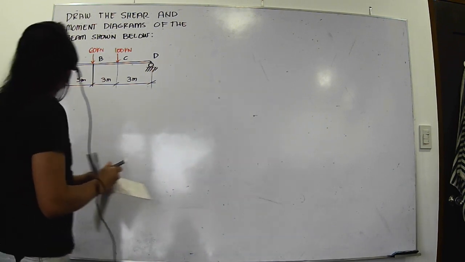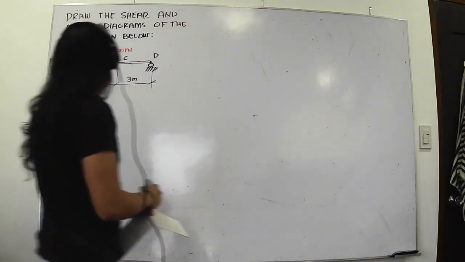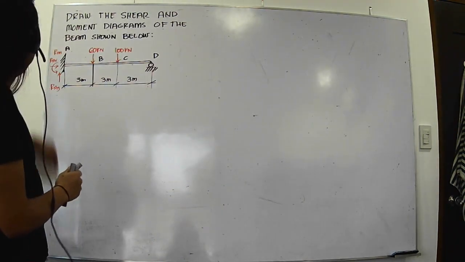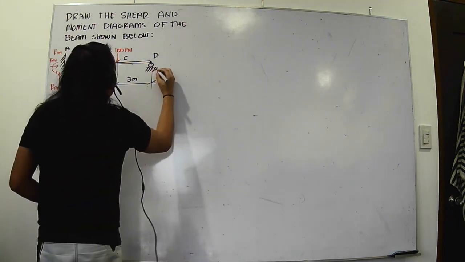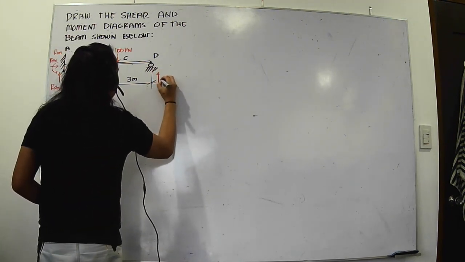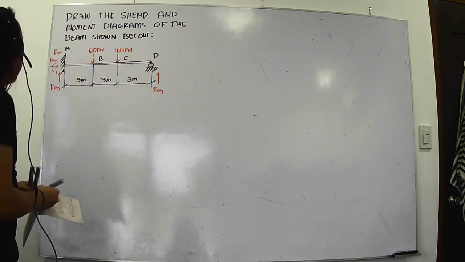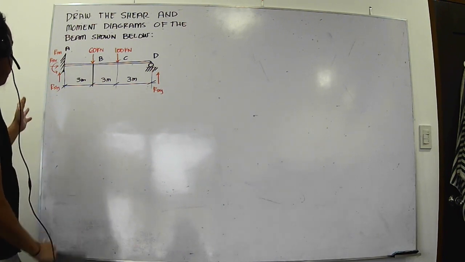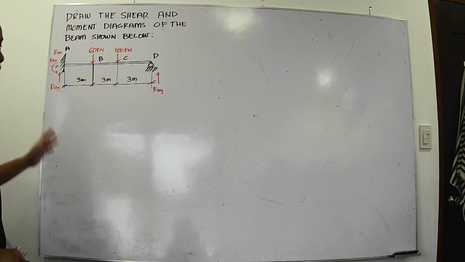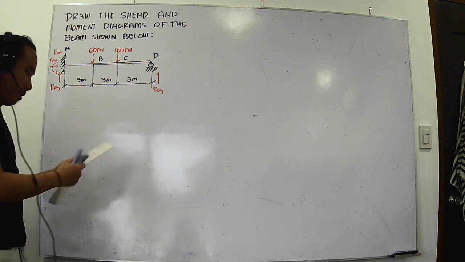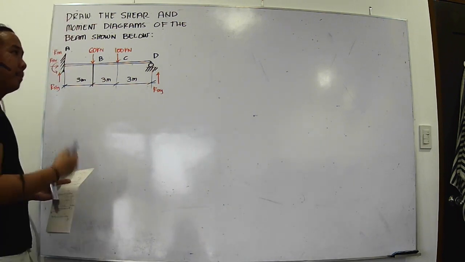Those are three reactions at the fixed support. Plus the roller support, which gives RDY. So you have four unknowns, and we have three equations of equilibrium. Clearly, this is a statically indeterminate structure. So let's use the technique, the method of consistent deformations.